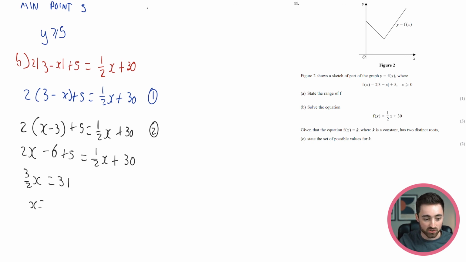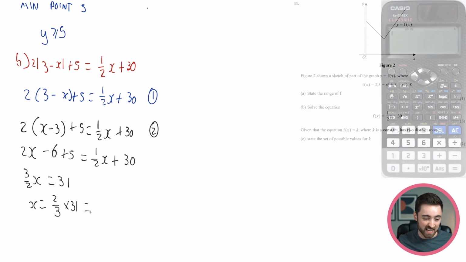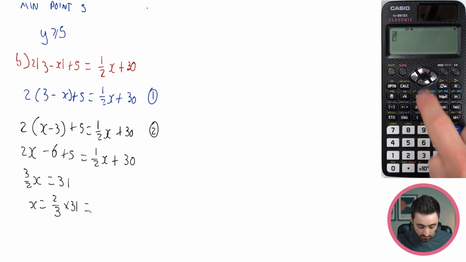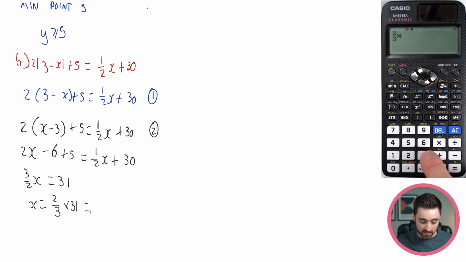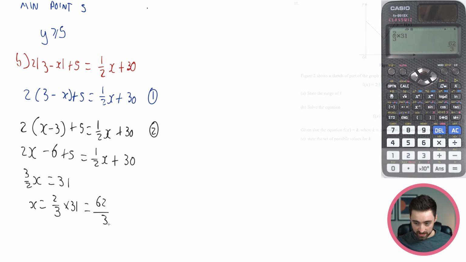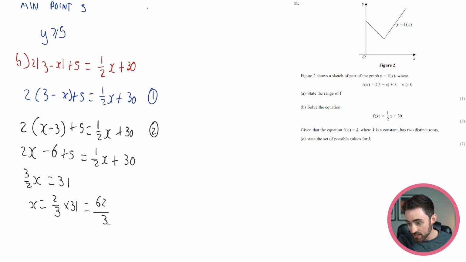Okay, so x is just going to be 2 over 3 times 31. Let's get this as a nice little fraction. So that is going to be 62 over 3. Cool, okay. Given the equation f of x equals k, where k is a constant, has 2 distinct roots, state the set of possible values for k.